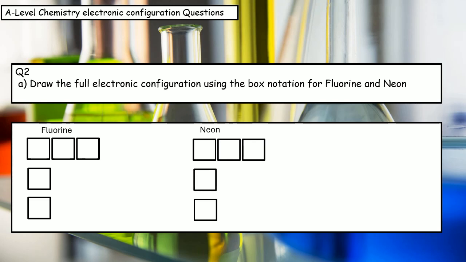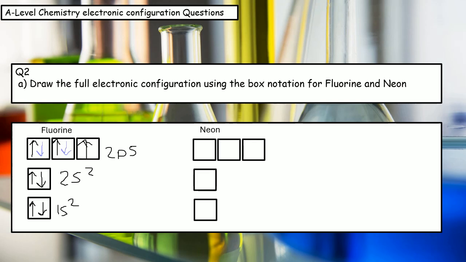Draw the full electronic configuration using the box notation for fluorine and neon. So you need to put arrows in these boxes like so. Of course, you draw the arrows in different directions. That's because of opposite spin pairing. They spin in opposite directions to reduce repulsion between the electrons in the same orbital. Also, make sure you fill the orbitals one at a time. It's greater stability that way.